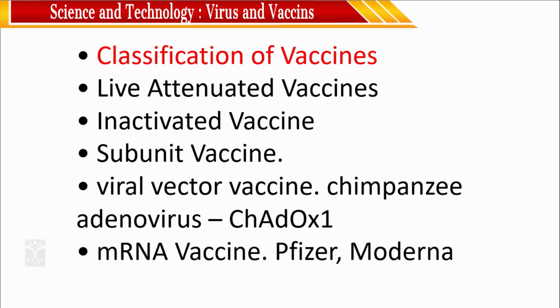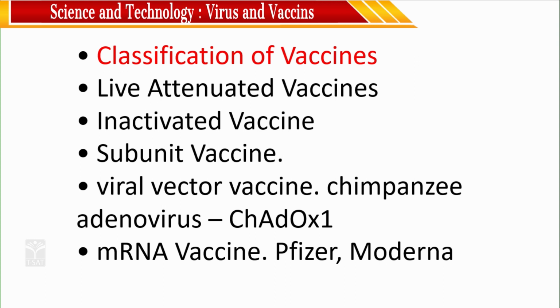In subunit vaccines, the whole virus is not introduced into your body, only the spike protein as a subunit. For example, in the case of Covishield, a part of the virus is introduced to activate the immune system; these are known as subunit vaccines. Next are viral vector vaccines.